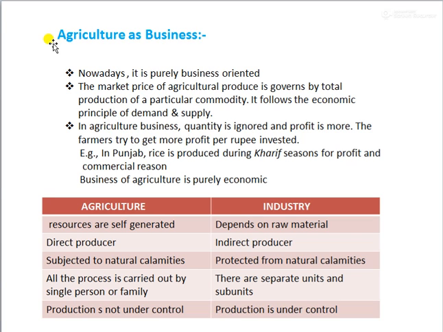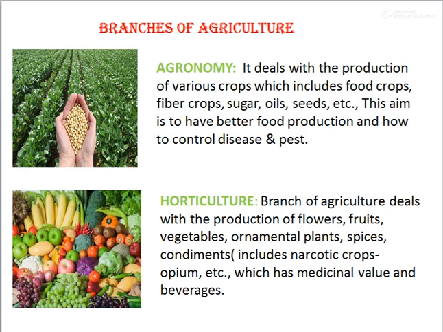In industry, there are separate units and sub-units for special purposes or special tasks. In agriculture, production is not under control. In industry, production is under control. Then branches of agriculture. There are about 7 branches of agriculture. First one is agronomy, which is a major branch of agriculture. It deals with the production of various crops, which include food crops, fiber crops, sugar, oils, seeds, etc. The aim is to have better food production and how to control disease and pest.